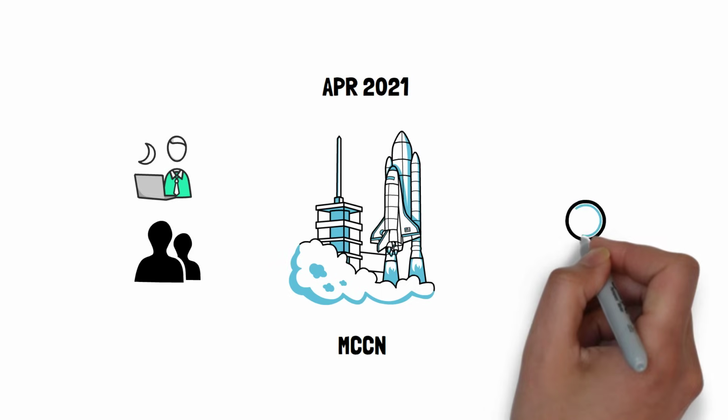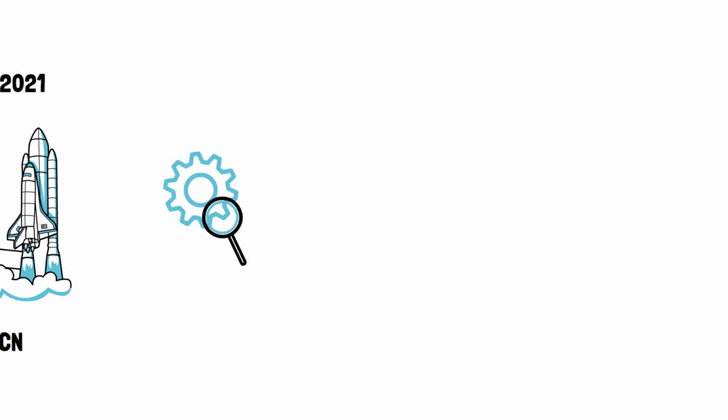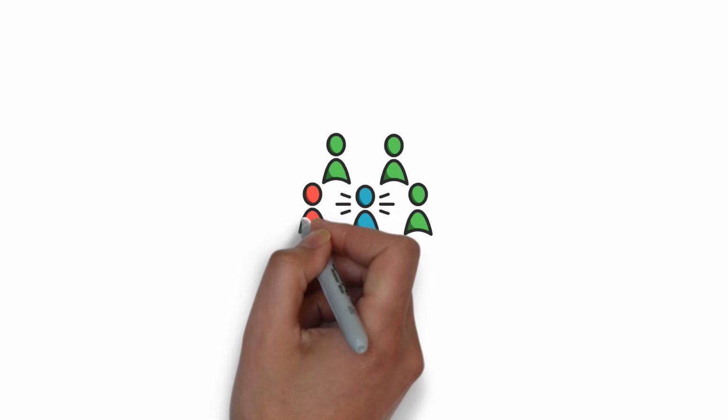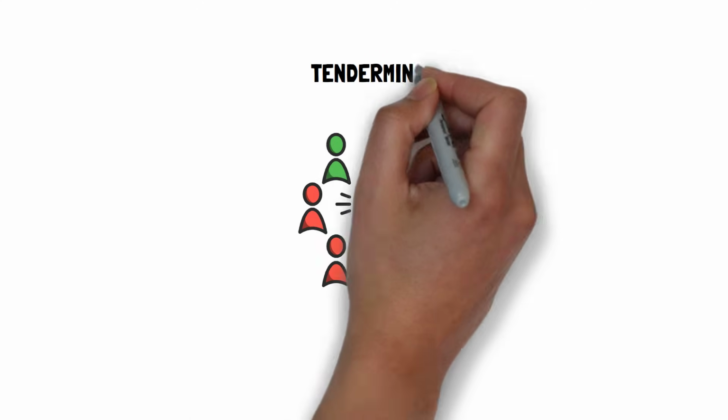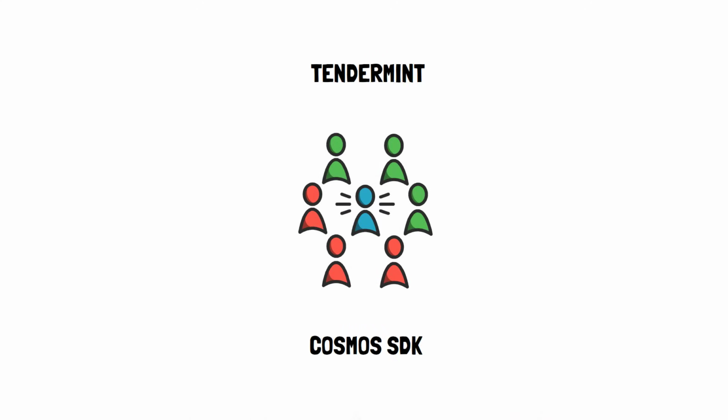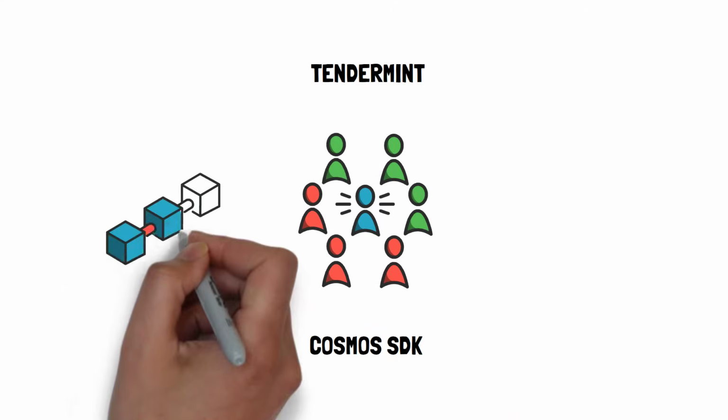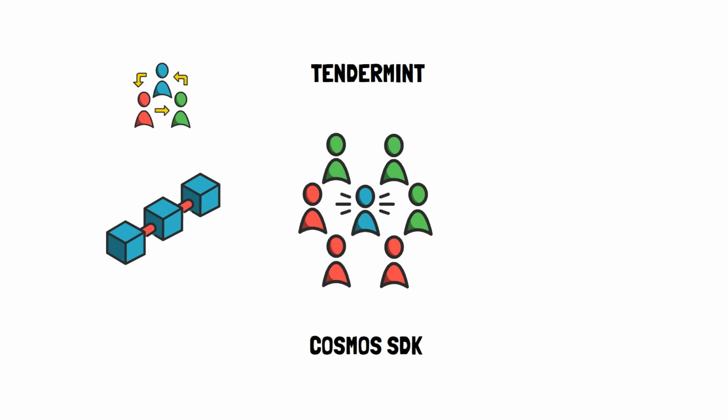Now, let's see how Thorchain works under the hood. At the core of Thorchain protocol is a network of nodes built with Tendermint and Cosmos SDK. This approach allowed Thorchain to create a separate blockchain with its own consensus and network layer without having to build all of its elements from scratch.